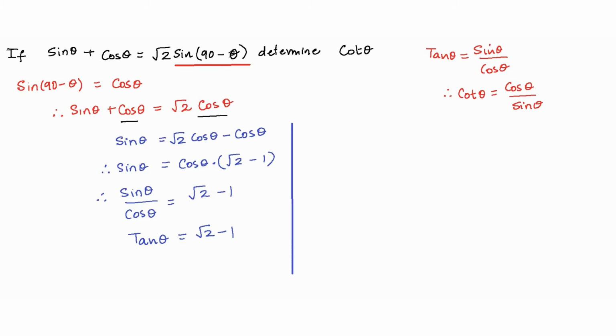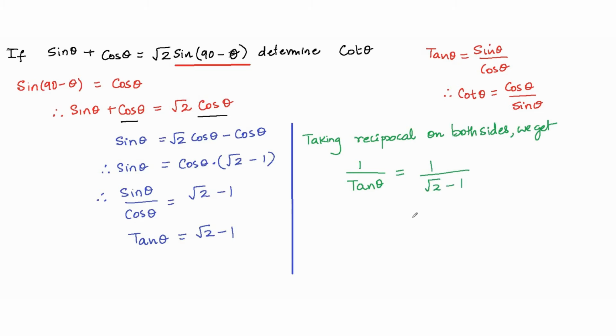So what happens is, if I take reciprocal on both sides, we get 1 by tan theta is equal to 1 by root 2 minus 1. Now 1 upon tan theta is cot theta. So cot theta is 1 upon root 2 minus 1.